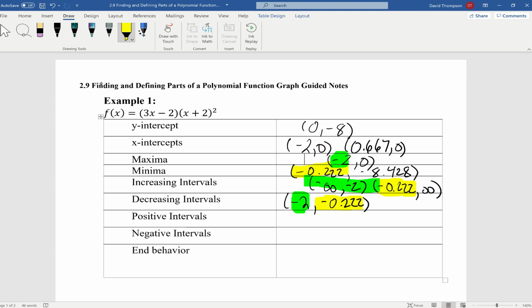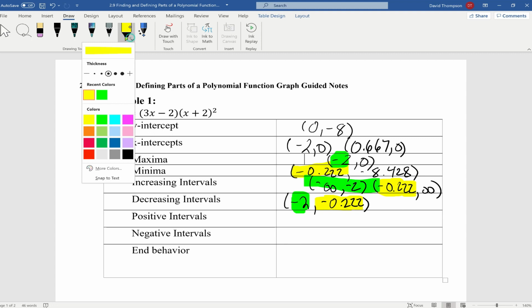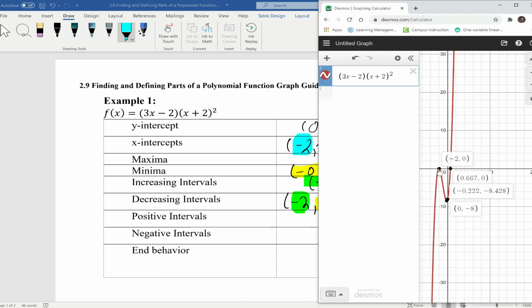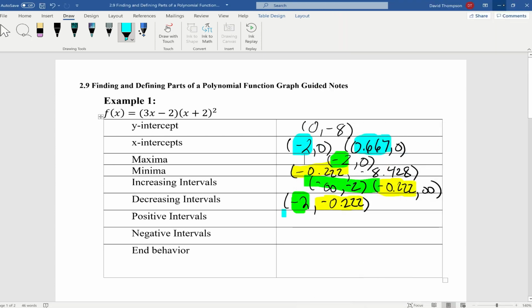Okay, positive and negative intervals. They deal with our zeros. So let's just grab a different highlighter color. We'll highlight those in blue. So looking at the graph, 0 is technically not positive or negative, so our first negative interval is going to be from -infinity to -2.